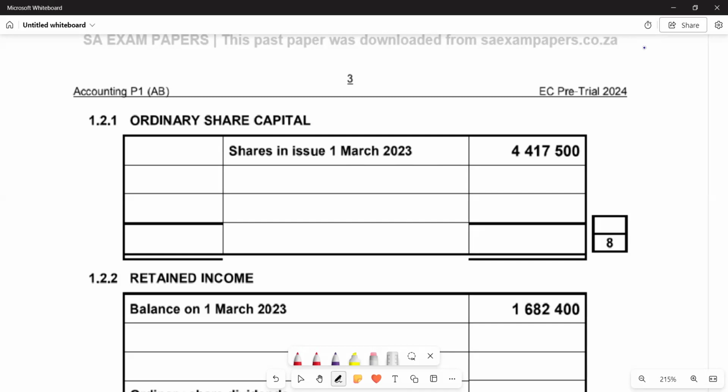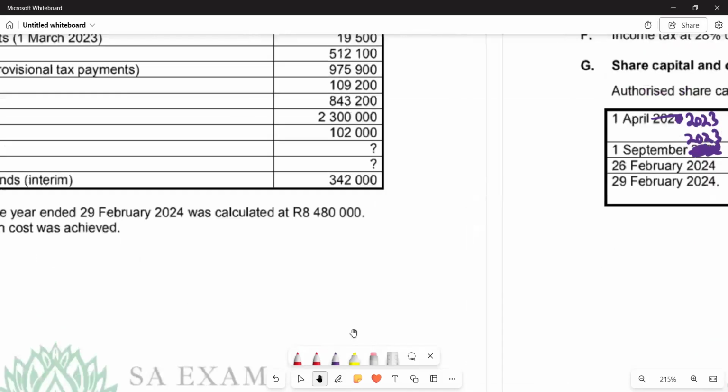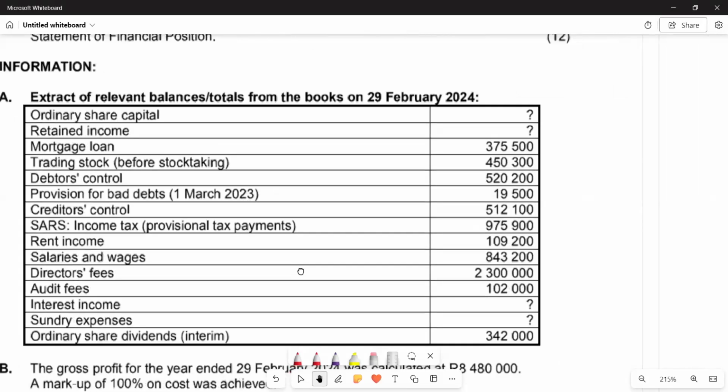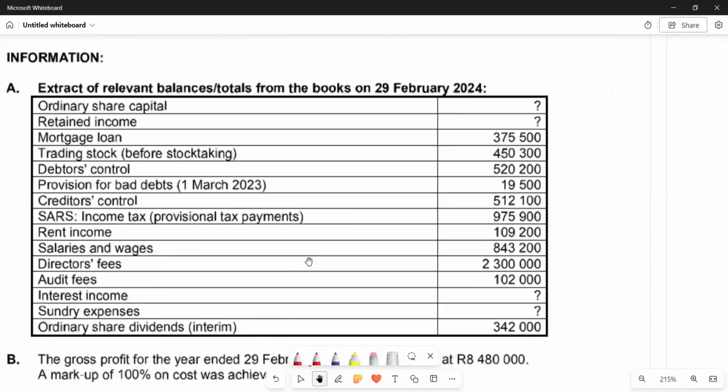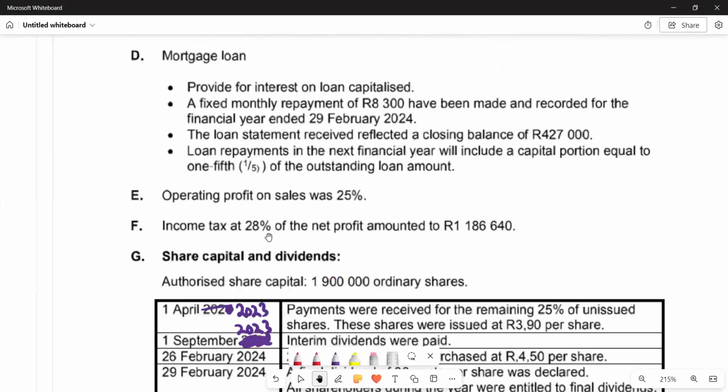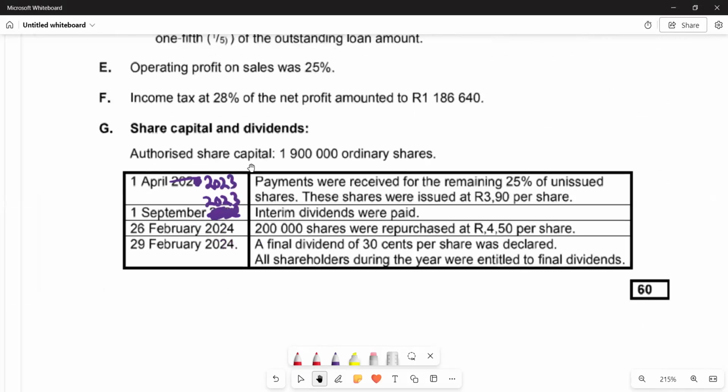The first figure that we're going to try to find out is the number of shares at the beginning of the period. We are given the total value of the shares here, so we need the number of shares that we have at the beginning. We go to the question to see if we are given the number of shares at the beginning. We start with the list of balances, and we see that we do not have such a figure. Then we go to the additional information to see if we have information that is going to lead us to the number of shares at the beginning of the year.